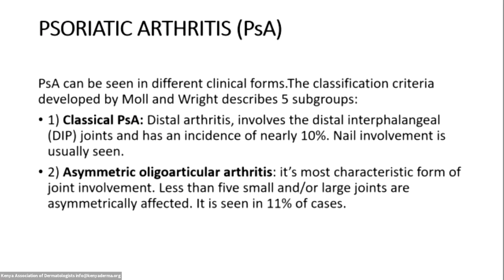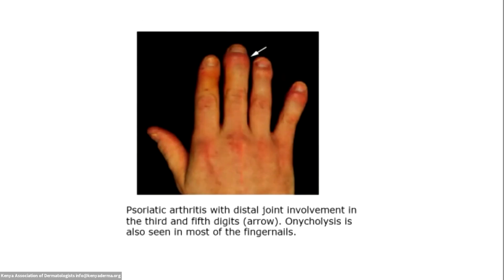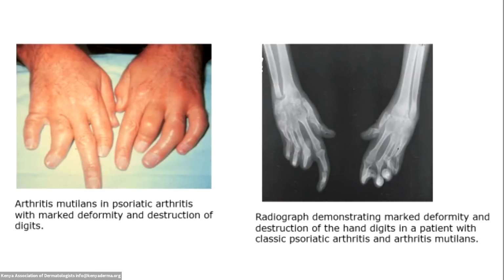Okay, here my time is up, so I'll just brush through. There are 5 clinical types. There's classical psoriasis, asymmetric oligoarticular arthritis, symmetric polyarticular form, arthritis mutilans, and the spondylitic form. You can appreciate in the images the distal involvement of the joints. The next one you can appreciate, that's arthritis mutilans, which is a destruction of the joints.